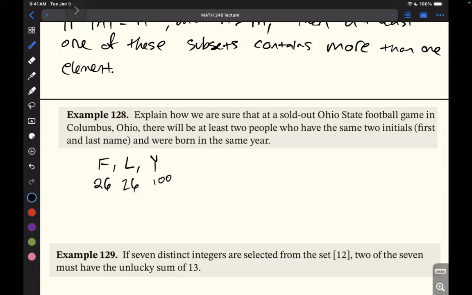Multiply them. Why not add? Right. So we're trying to come up with this exact sequence matches, right? First initial matches, last initial matches, year matches. And so we're trying to come up with a sequence of these 3 things that have to match. Okay. 26 times 26 times 100. Would someone get a calculator?